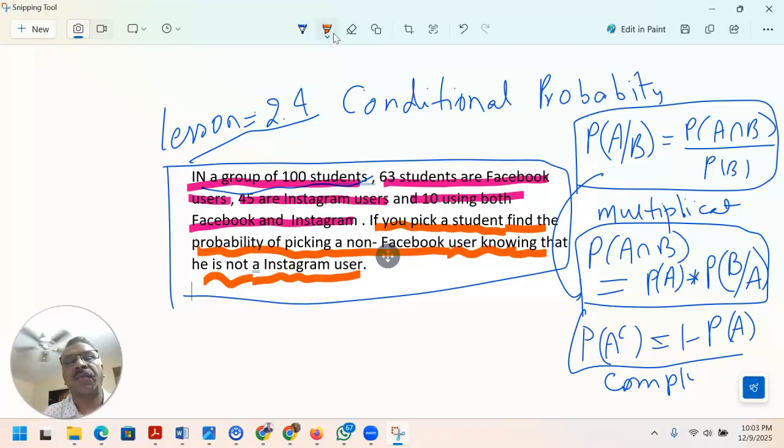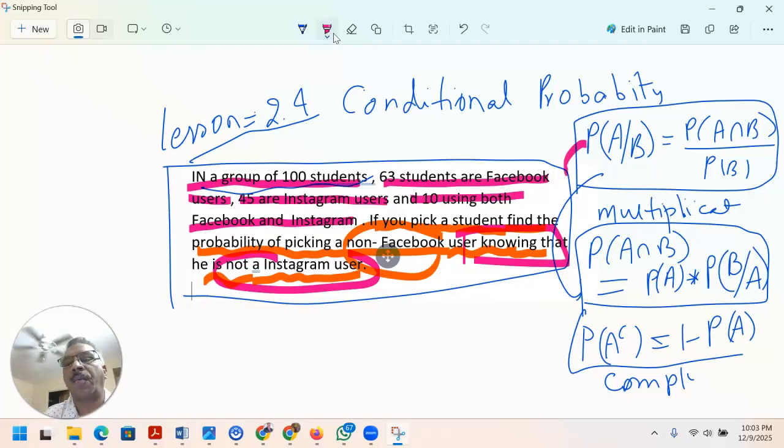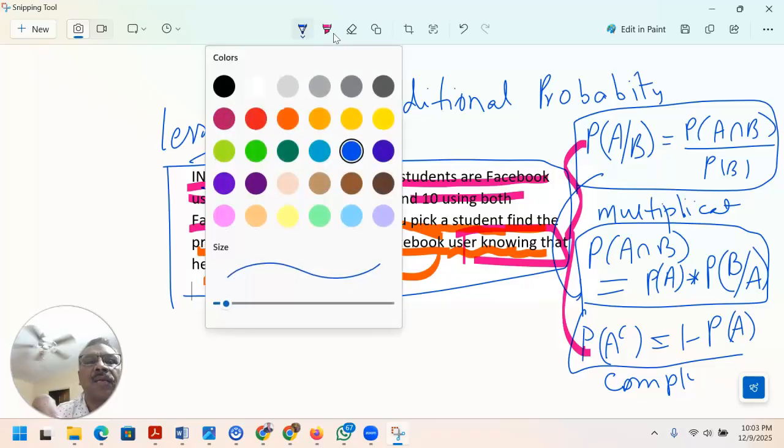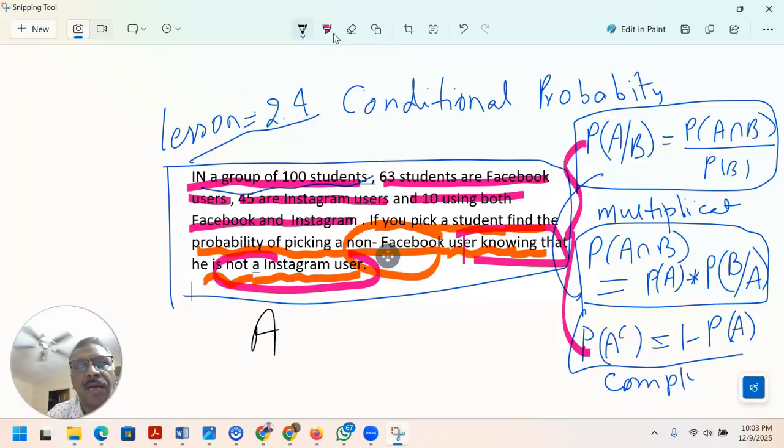So you're supposed to figure out the probability that a student is a non-Facebook user when you already know he's not an Instagram user. How do we use these formulas to figure this out? Let's do that. I'll wipe this off and take a new page. Let's call an event: let A be the event that a student selected is a Facebook user.